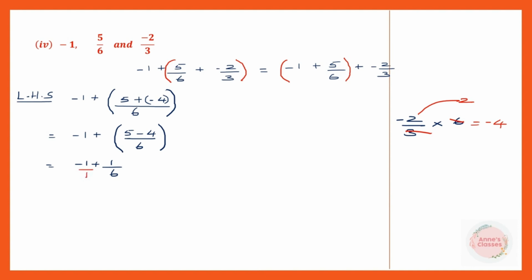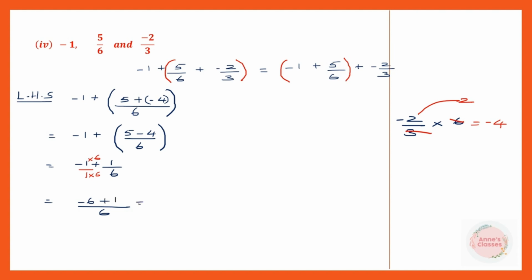Now we have to find the LCM of 1 and 6. So the LCM will be 6. So let's do that. So this is 6. And here we can say 1 into 6 is 6. So multiply this also by 6. Minus 1 into 6 is minus 6. Look at the second rational number. The denominator is already 6. So we can write the same numerator. So that is plus 1.